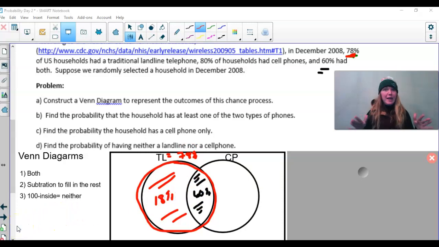Okay, I had to pause it for a second. We have real life going on in our house. We just left for hockey. All right, we're all good now.